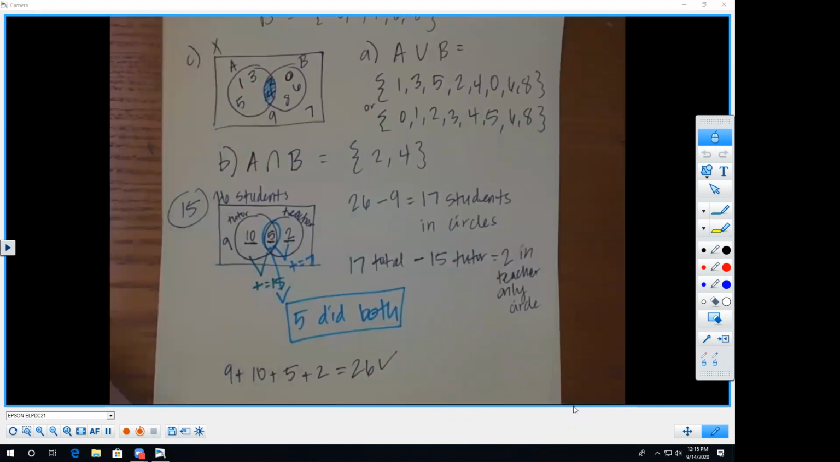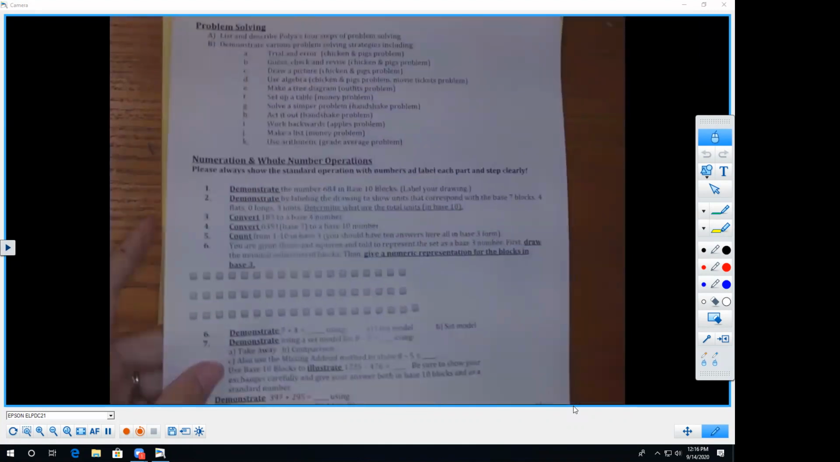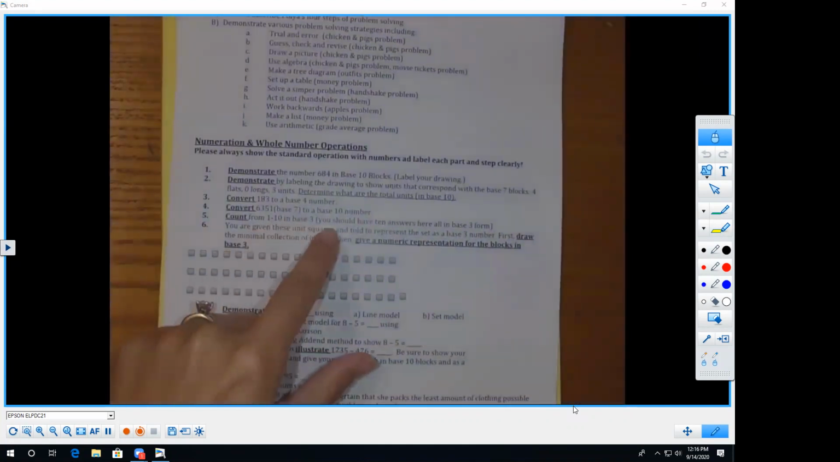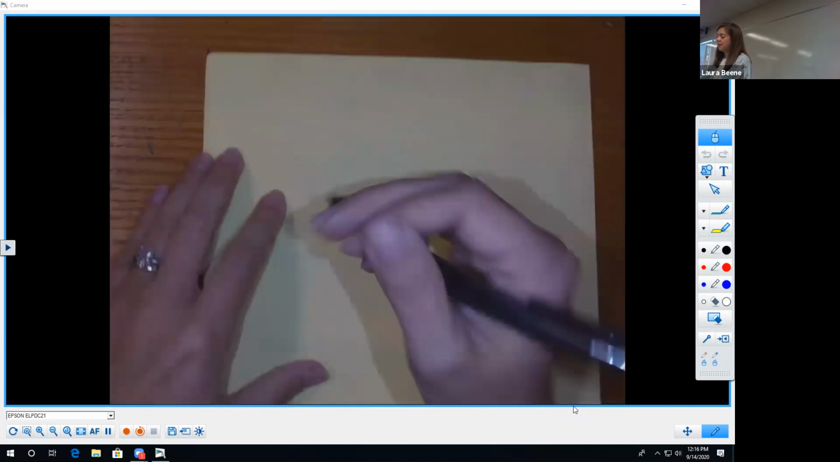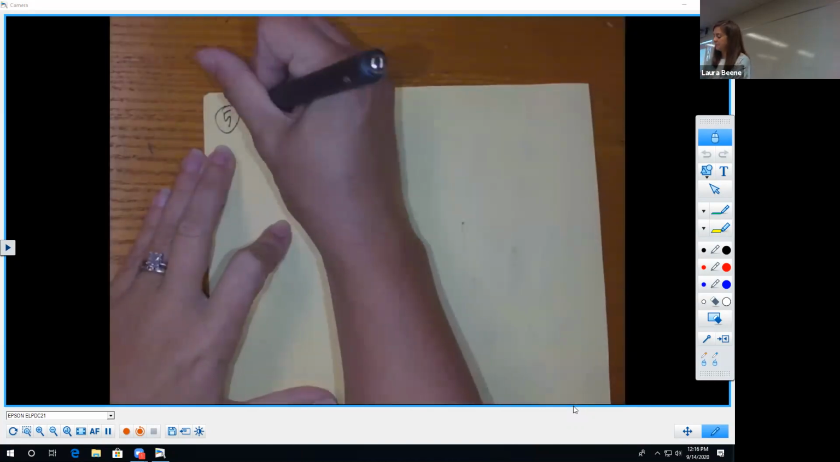I don't know if anyone asked, but I had a question on, let me look, it's number 5. It says count from 1 to 10 in base 10(3). Okay, yes, lots of people always have questions on that one. Let's do that one. So for number 5, we're in base 3.